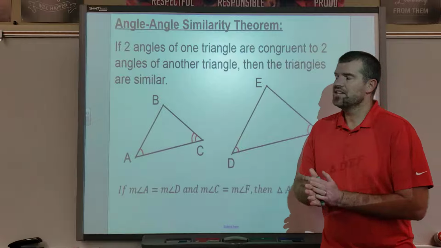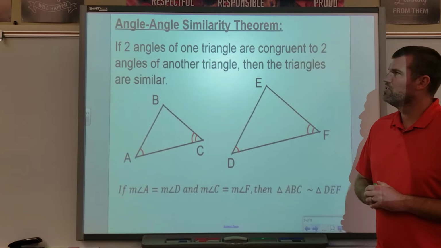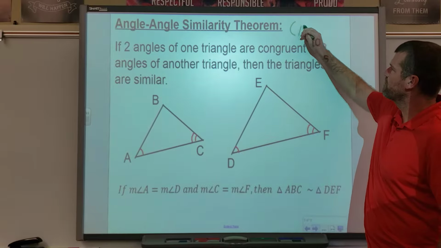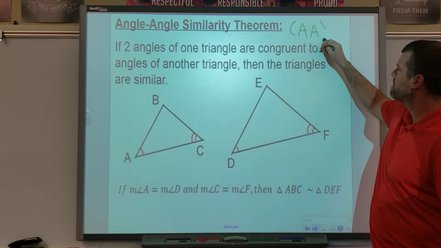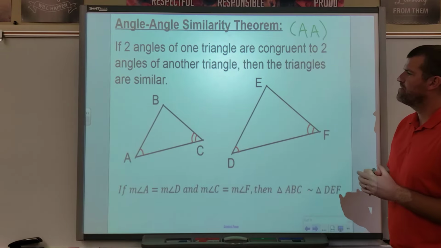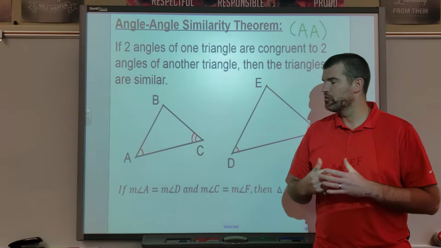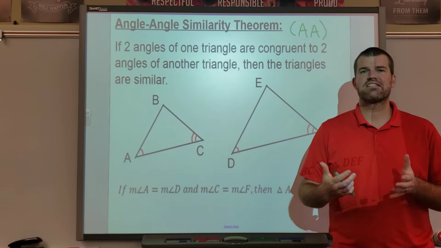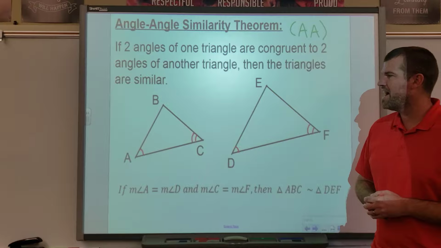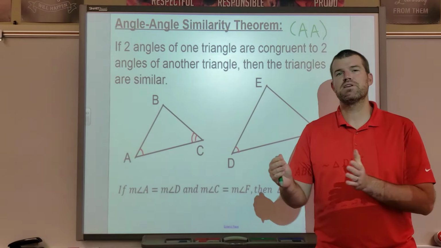So we're going to take a look at each of the three different ways we can prove. The first one is angle, angle, right, which we usually just refer to as AA. Anytime we have two angles of one triangle that are congruent to two angles of another triangle, then we know that the triangles are automatically similar. Because if they have the same angles, I promise you 100% the sides will be proportionate.